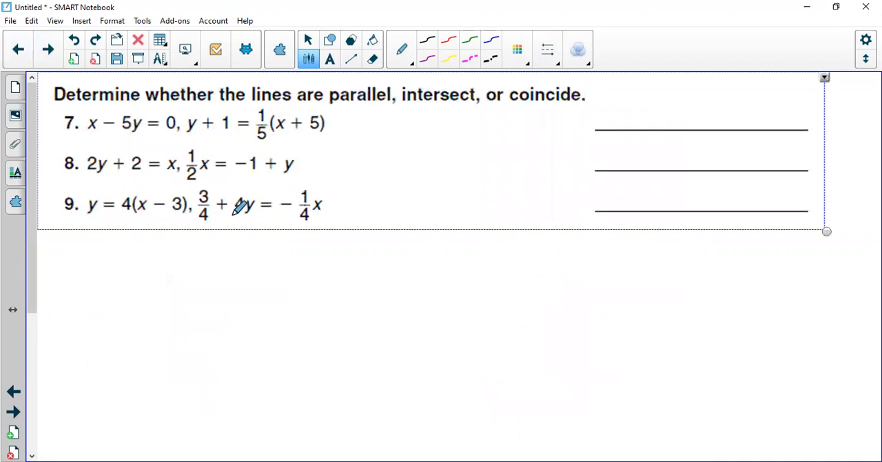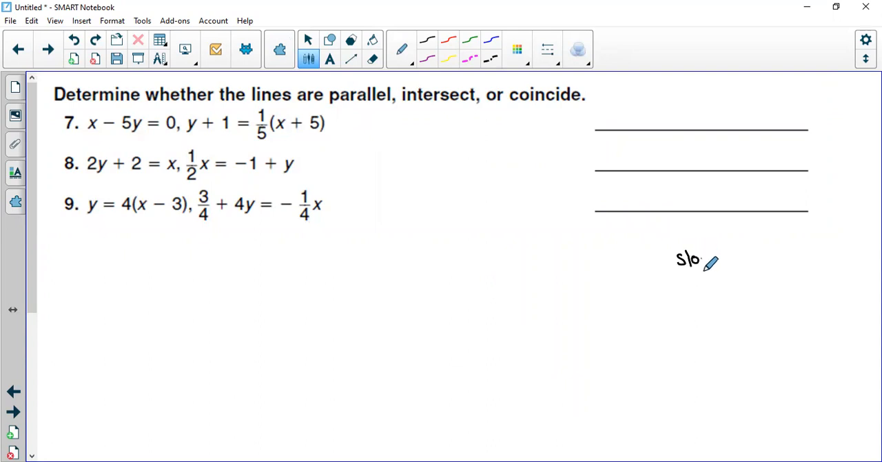Now, the next one, determine whether the lines are parallel, intersect, or coincide. In one of the previous lessons, we saw that if the slopes are equal, that means the lines are parallel. And if you multiply the two slopes and you get an answer of -1, that means they are perpendicular.